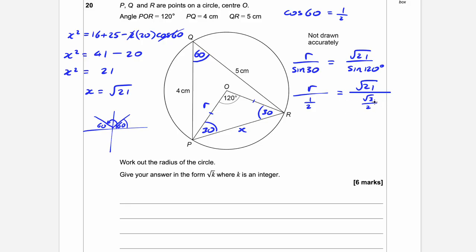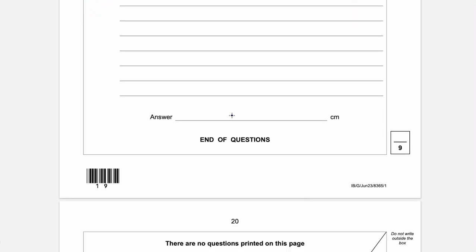Okay, however you want to deal with this, guys. We've got fractions and fractions here, so this is a bit annoying. So I'll just cross multiply the whole thing. So it's root 3 over 2 times r equals a half times root 21, which is root 21 over 2. And then these cancel. So r is equal to root 21 over root 3. 21 over 3 is 7. So r equals root 7. So k is 7. Okay, that, guys, is the end of the paper. So I'll see you for paper 2.